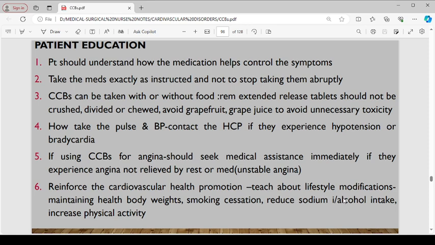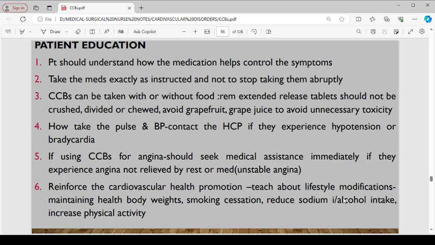But the extended release tablets should not be crushed. Neither should they be divided nor chewed, okay? In addition, you have to avoid grapefruit as we had indicated, because this can lead to unnecessary toxicity. You also have to educate the patient how to take the pulse and the BP, and to contact the provider if they experience hypotension or bradycardia. If they are using calcium channel blockers for angina, they should seek medical assistance immediately if they experience angina that is not relieved by rest or medication.